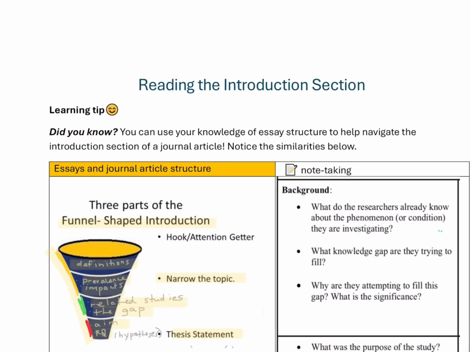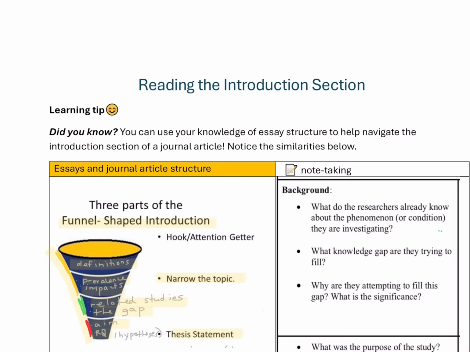Well, if we know that the introduction section begins with some general information about the condition, maybe some statistics about how prevalent it is. It could be some associated risk factors or current treatments or impacts on the patient or society. Then it moves more narrow to related research, identifying the gap before stating their own specific aim and research question. Then we know where we can find what types of information.